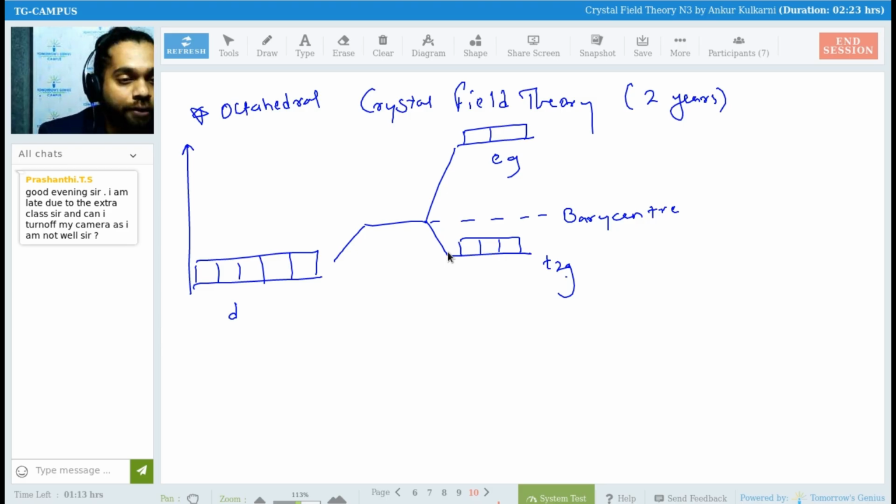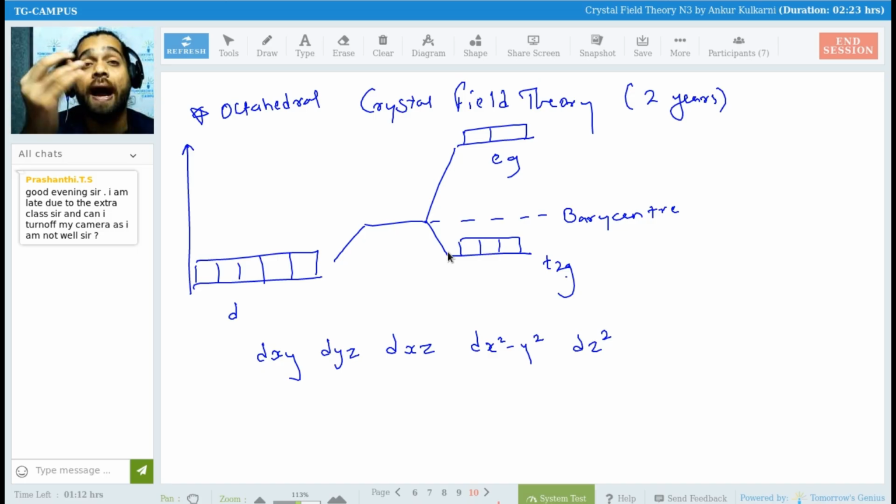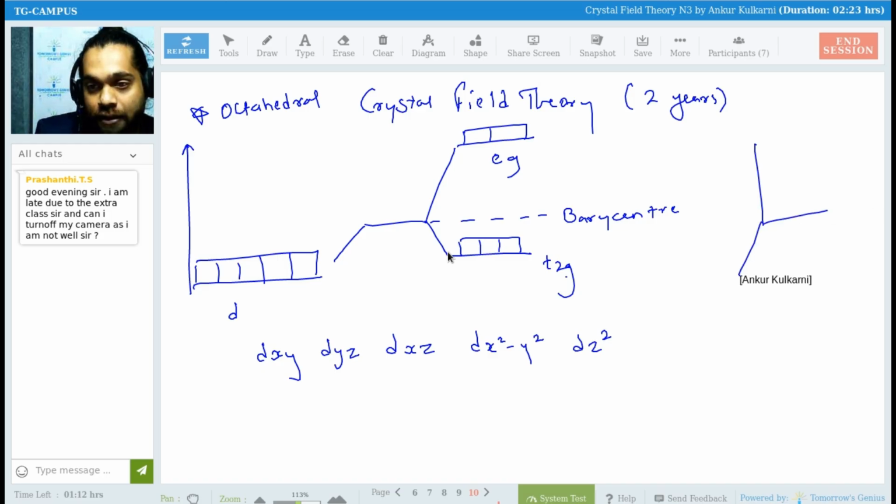Okay, simple. Look over here. We have dxy, dyz, dxz, dx square minus y square, and dz square. These are your 5 d orbitals. Now I'll tell you the trick to remember them and why such names are there. We have 3 axes: x, y, and z.